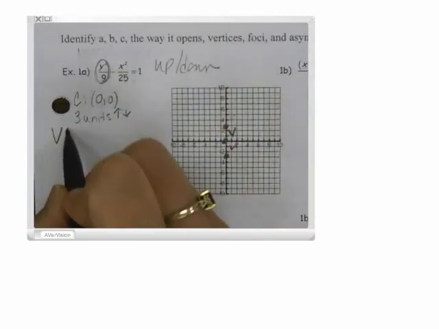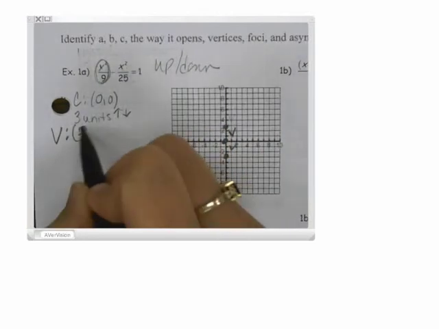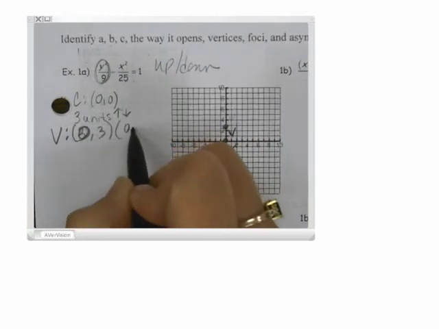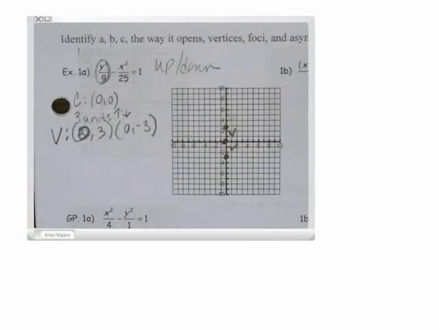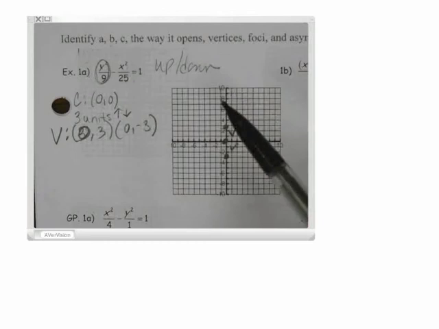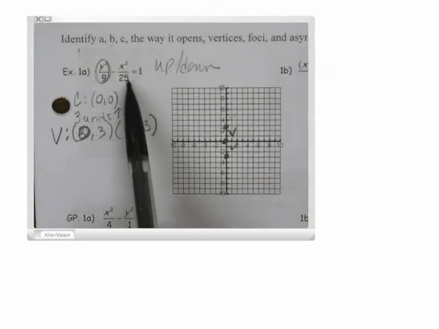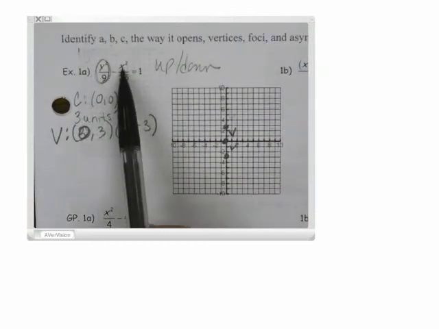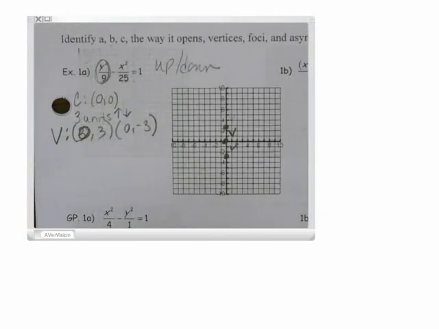So my vertices are 0, 3, and 0, negative 3. Now, we don't have co-vertices, but what we do have are these asymptotes. And if you read the directions up there, it tells you you can make a box. If I had co-vertices, there would be 5 units left and right. And what I'm going to do, I'm going to make this box.